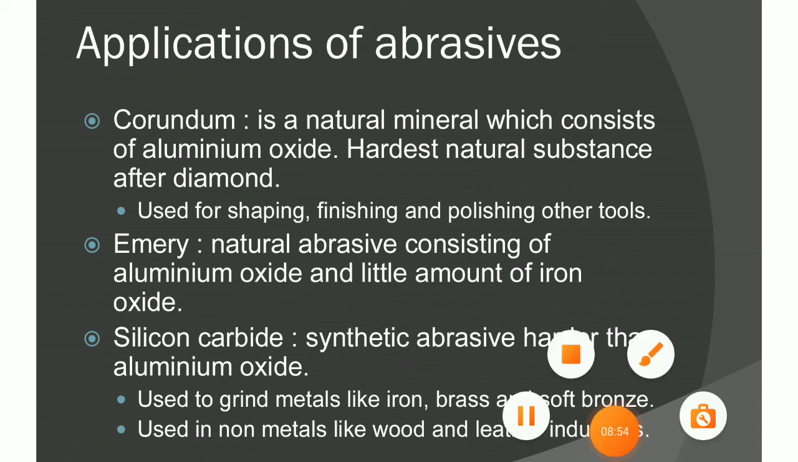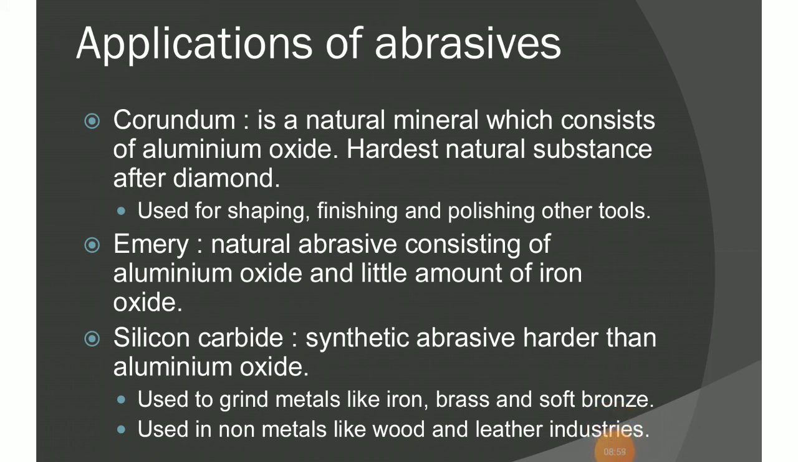The corundum, first one. Corundum is a natural mineral which consists of aluminium oxide. It is the hardest natural substance after diamond. As we can see here, it is a form of aluminum oxide which is extremely tough, even in the range of diamond. After diamond, corundum is plotted as the hardest material. It is used for shaping, finishing, and polishing other tools, right?